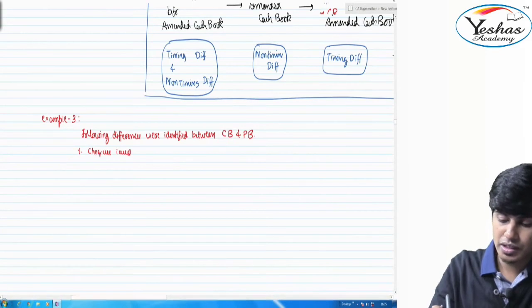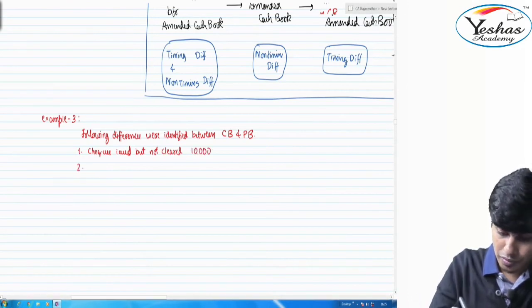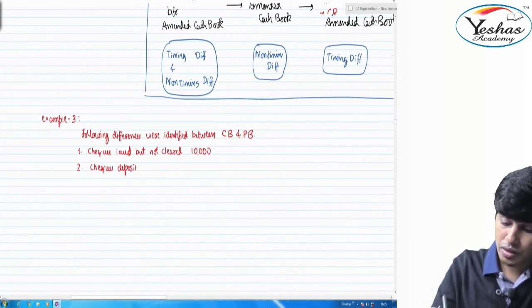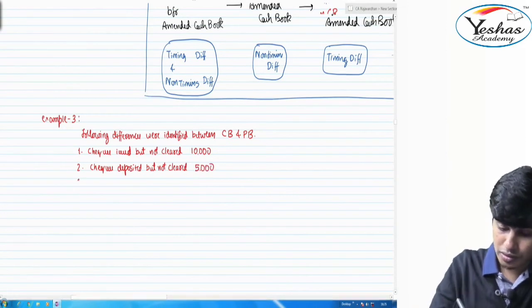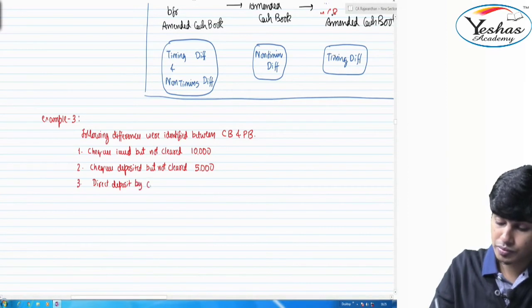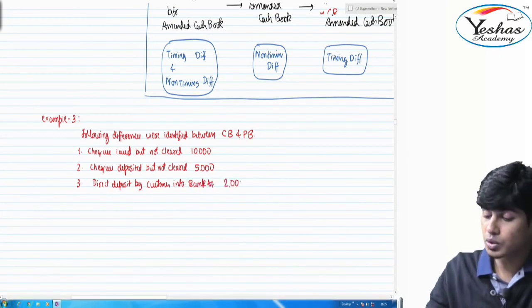Number 1, this I'll keep a simple one. Checks issued but not cleared, 10,000. Checks deposited but not cleared, 5,000. Direct deposit by customer into bank account. This I'll keep as 2,000.